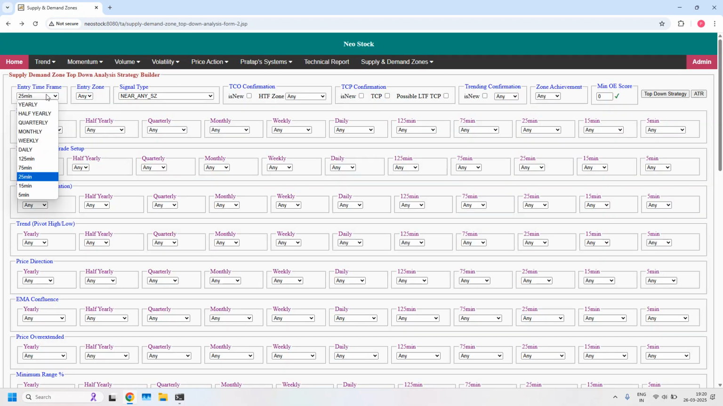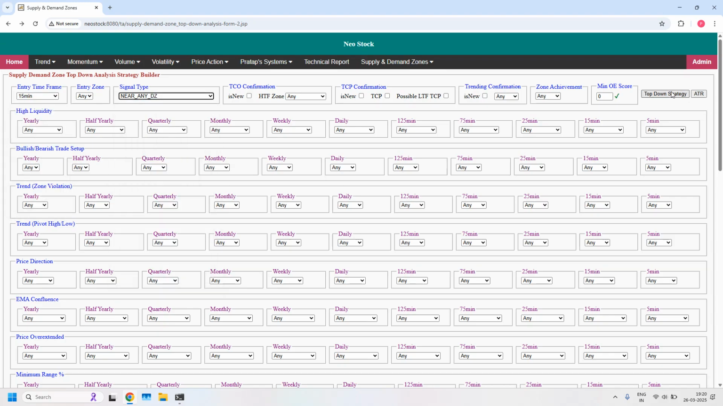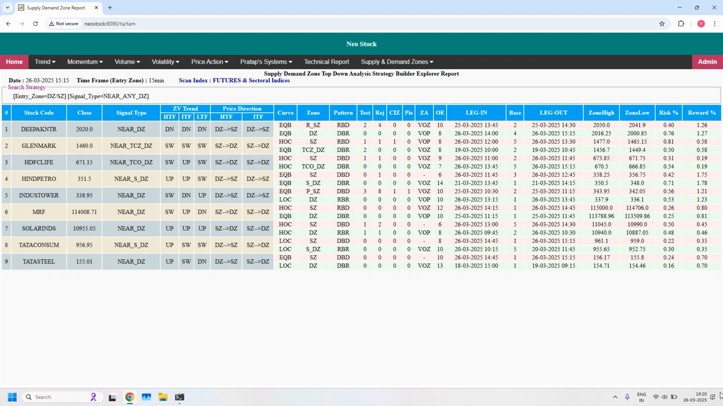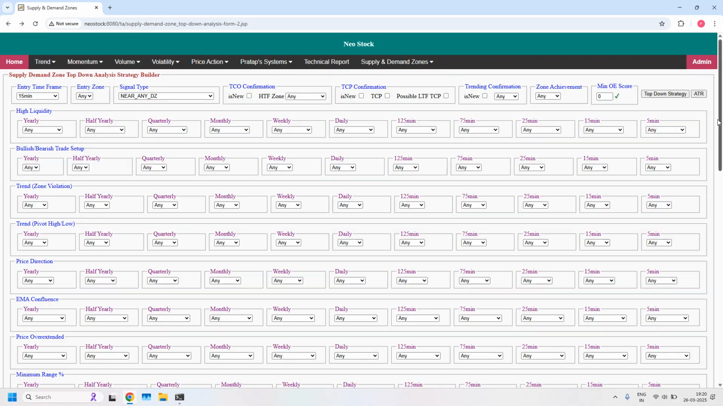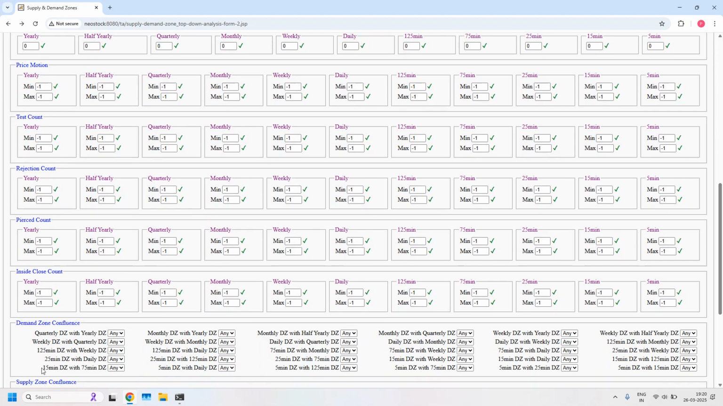Next time frame is 15 minutes. Stocks near to the 15 minutes demand zone. We got 9 stocks. Let's verify out of these 9 how many are having ITF demand zone confluence. That is 15 minutes with 75 minutes demand zone confluence.